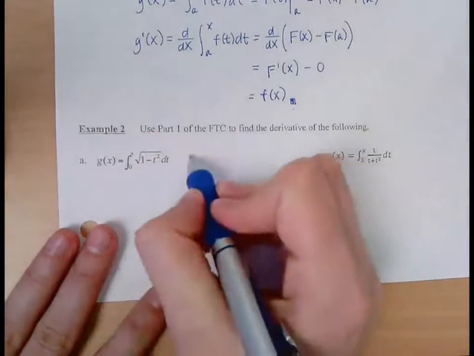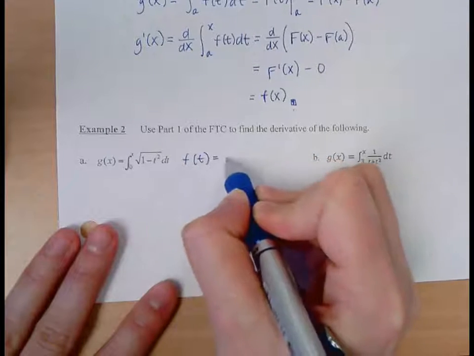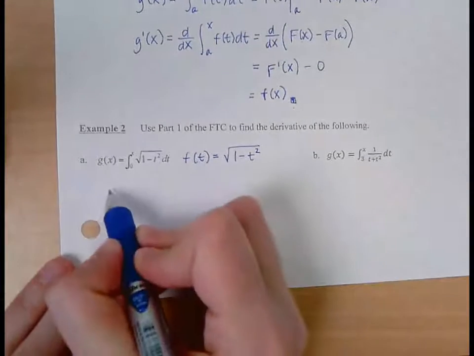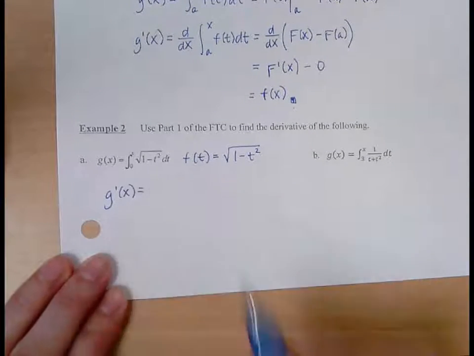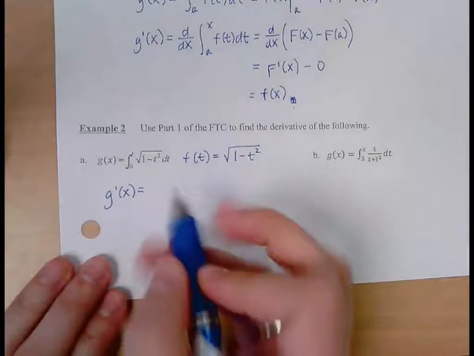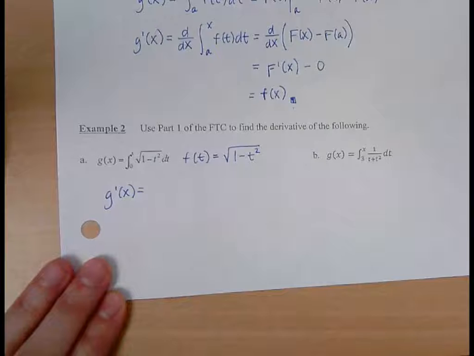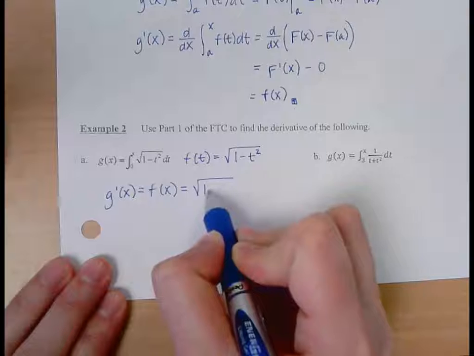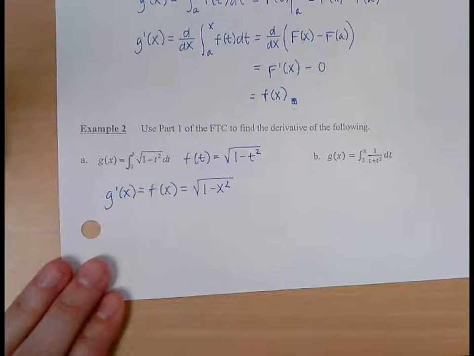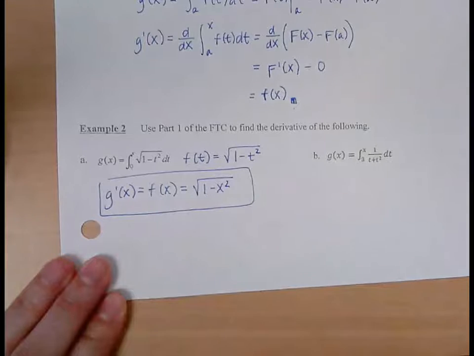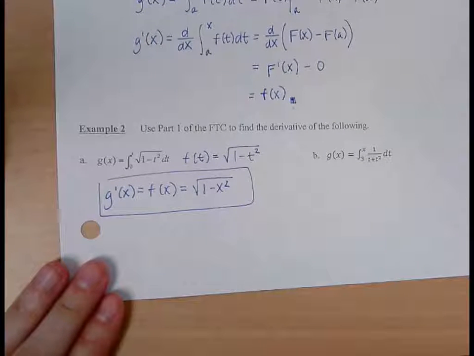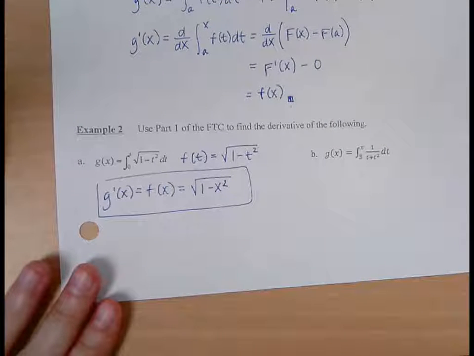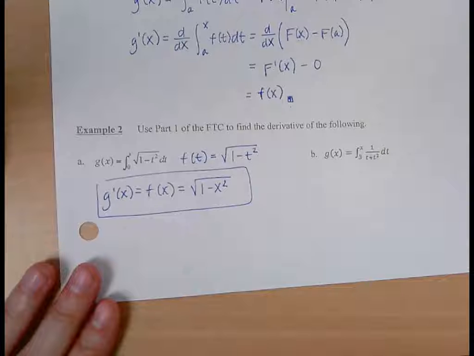So in this integral, f of t is the function square root of 1 minus t squared. So if I am finding g prime of x by the first part of the fundamental theorem, that is just equal to f of x. So it's equal to the square root of 1 minus x squared. And that's my derivative. So I don't need to find the integral and then find the derivative like we did for the first example. Knowing that it's going to equal f of x, I can just go straight to f of x.